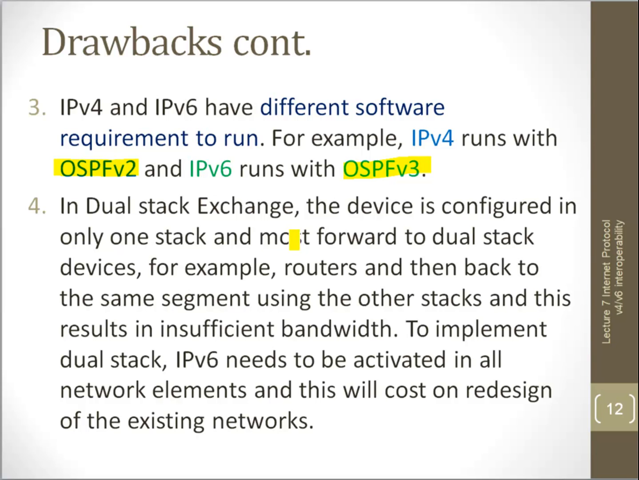In dual stack exchange, the device is configured in only one stack and must forward to the dual stack devices, for example routers, and then back to the same segment using the other stack, and this results in insufficient bandwidth. Now, to implement dual stack, IPv6 needs to be activated in all the network elements, and this will cost a redesign of the existing networks. So the complete network should be redesigned. These are all the different drawbacks, the problems of dual stack.